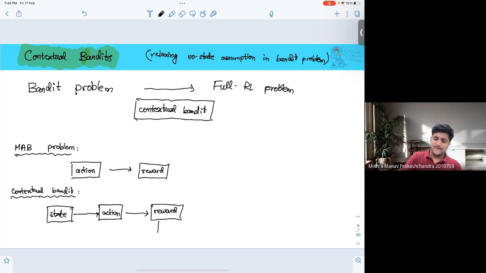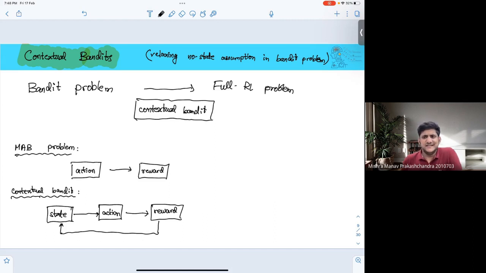And my reward is kind of giving a feedback loop of how my state should look like. So based on the state, I take an action, based on that I get a reward, and there is a feedback loop which tells me how to make my decision, or how to take action, based on what state I'm currently at. Okay. So this is the contextual bandit problem.